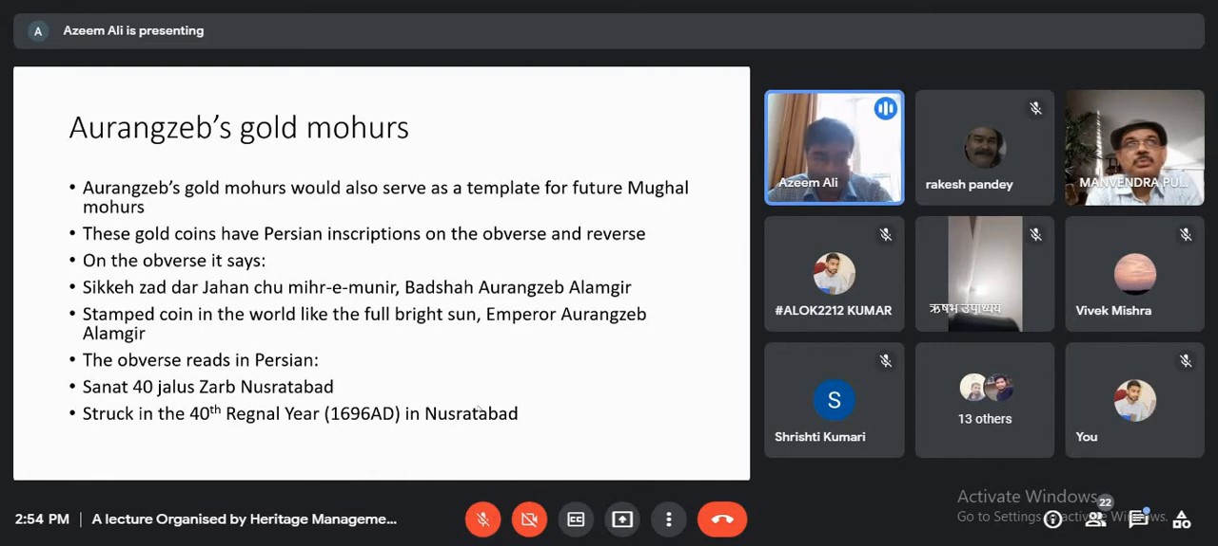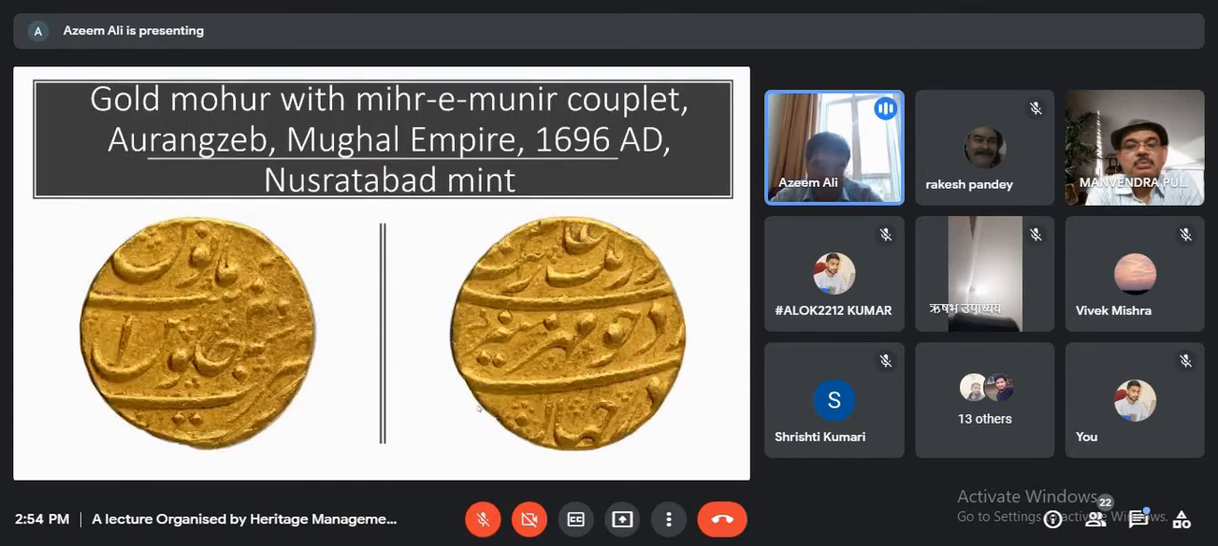And then the reverse reads in Persian, Sanat 40 Julus Zarb Nusratabad. It's not known where Nusratabad is, but what we can tell from this coin is that it was struck in the 40th regnal year of Aurangzeb's reign, which is about 1696 AD. And here is the gold mohur with the Mihr-e-Munir couplet struck in Nusratabad in 1696 AD. And this type of gold coin will serve as a template for gold coins under Aurangzeb's successors.